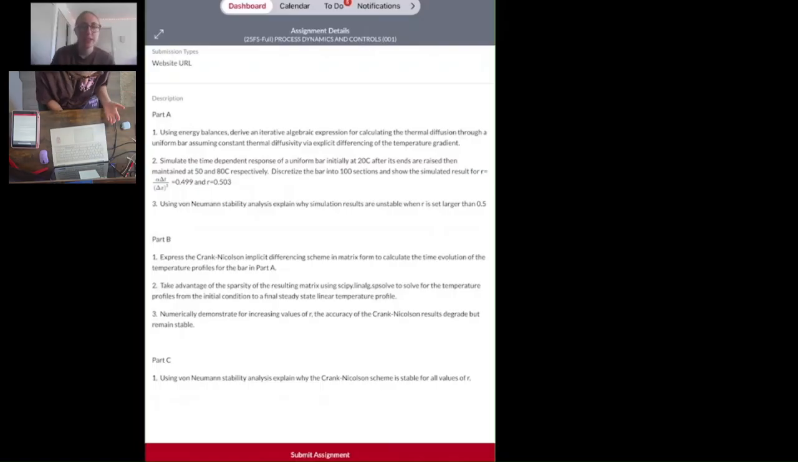It says, using the energy balance, derive an algebraic expression for calculating the thermal diffusion through a uniform bar, assuming a constant thermal diffusivity, differencing via explicit differencing of the temperature gradient. A little more about that: the bar starts at an initial steady state, and then we are going to be heating it on both ends to different temperatures. On the right side, we're going to do 80. On the left side, we're going to do 50 degrees Celsius, and then they're going to be at a steady state, right?